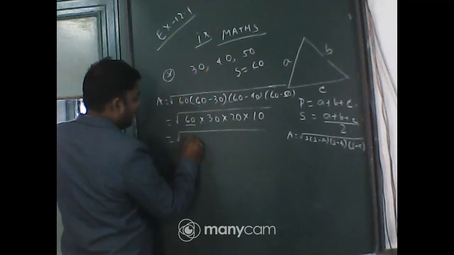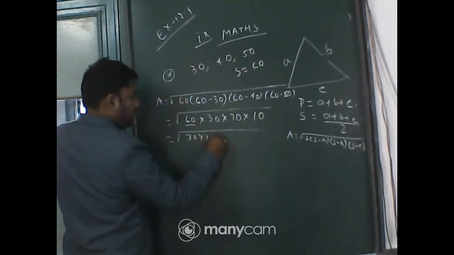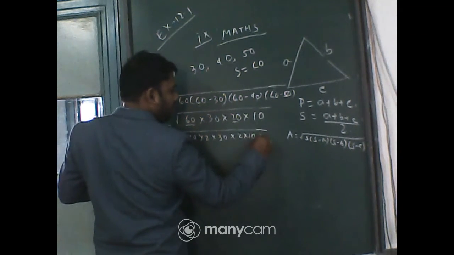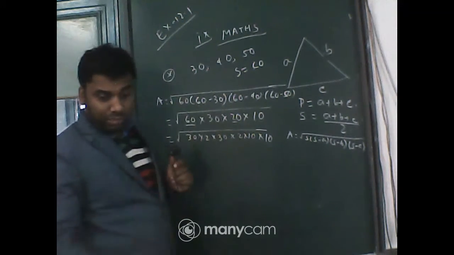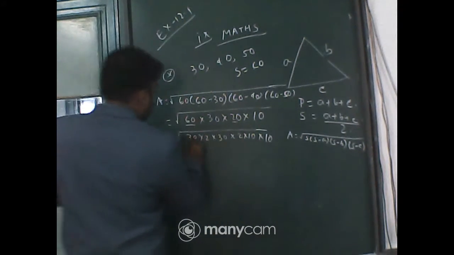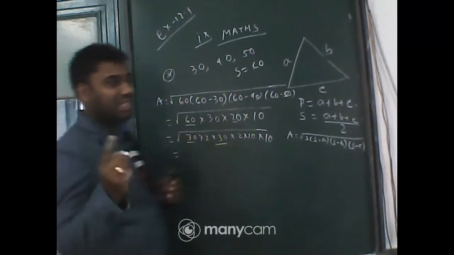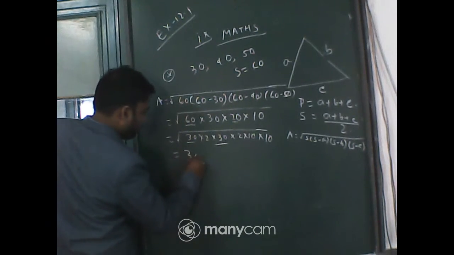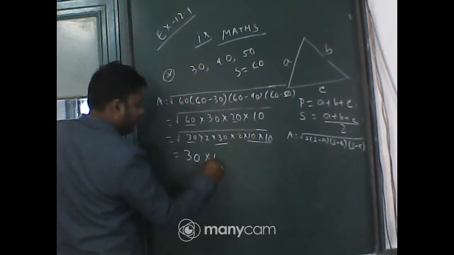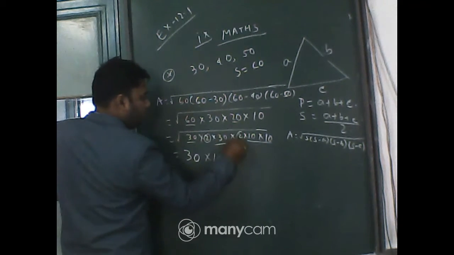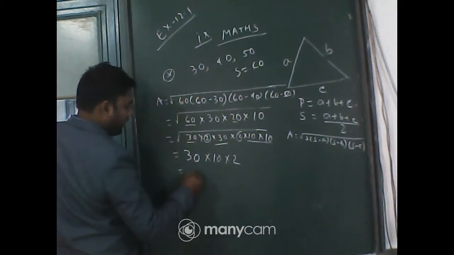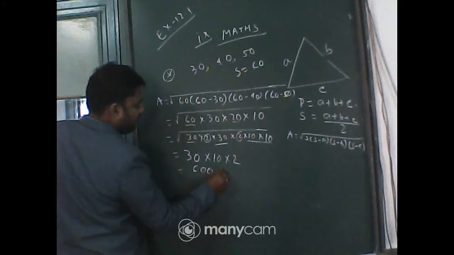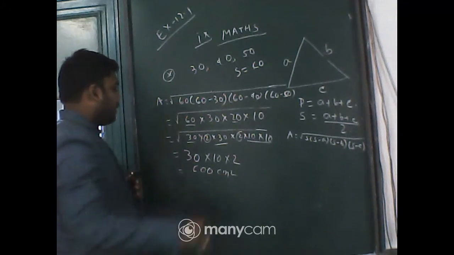this 60 can be written as 30 into 2, and 20 can be written as 2 into 10. Okay, look at the board. 2 30s are there, so in class 8 you have learned, out of the root it will be 30. 2 tens are there, it will be out of root 10. 2 2s are there, so 2. So it is 600 centimeter square.